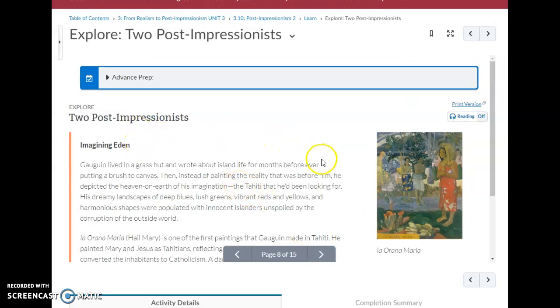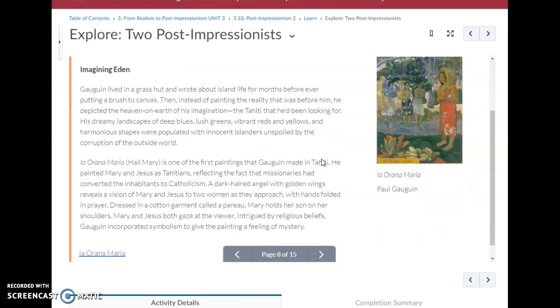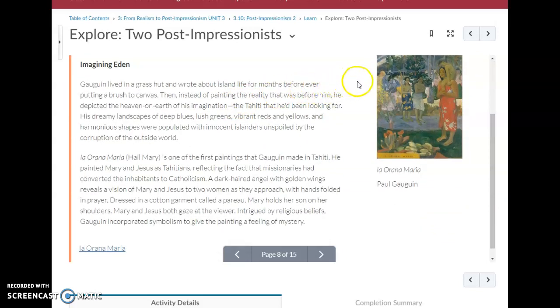Imagining Eden. Gauguin lived in a grass hut and wrote about island life for months before ever putting a brush to canvas. Then, instead of painting the reality that was before him, he depicted the heaven on earth of his imagination, the Tahiti he'd been looking for. His dreamy landscapes of deep blues, lush greens, vibrant reds and yellows, and harmonious shapes were populated with innocent islanders unspoiled by the corruption of the outside world.